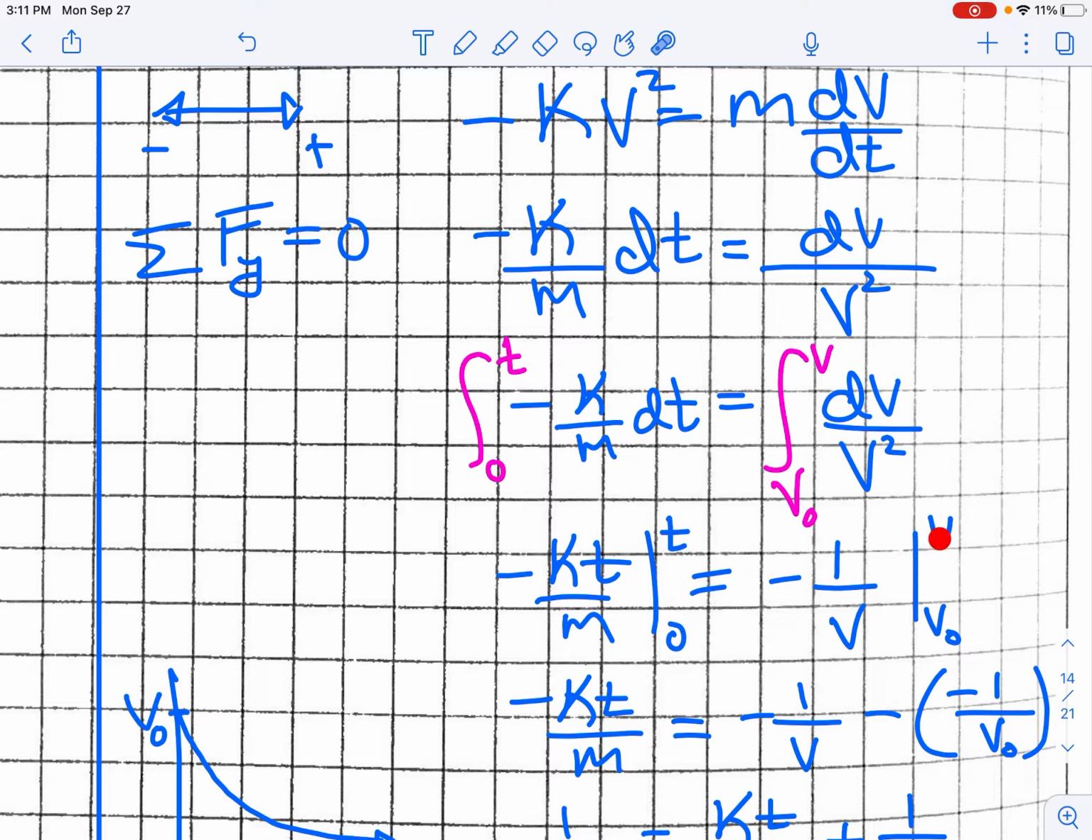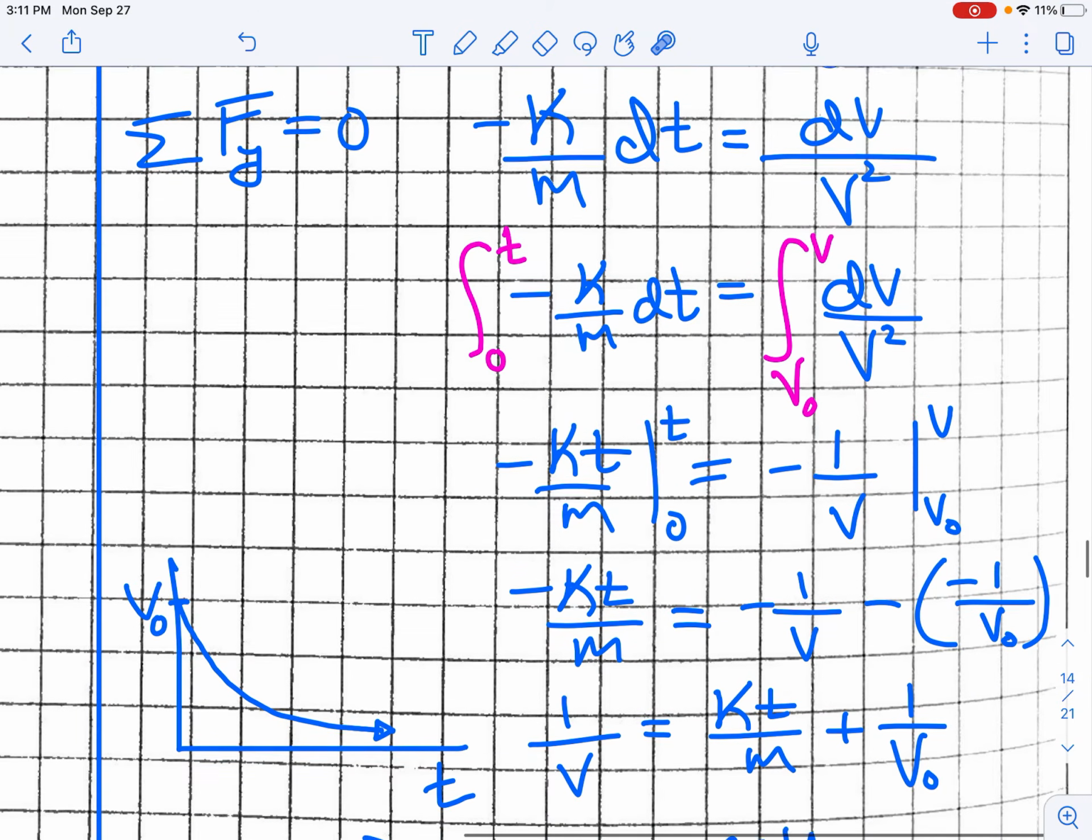On the right side, we have the upper limit minus the lower limit, but there's a double negative. That's going to cancel. And what I did here was add this one over to the left side, so it becomes positive 1 over v. And I added this over here. And that one, of course, was positive because of the double negatives.